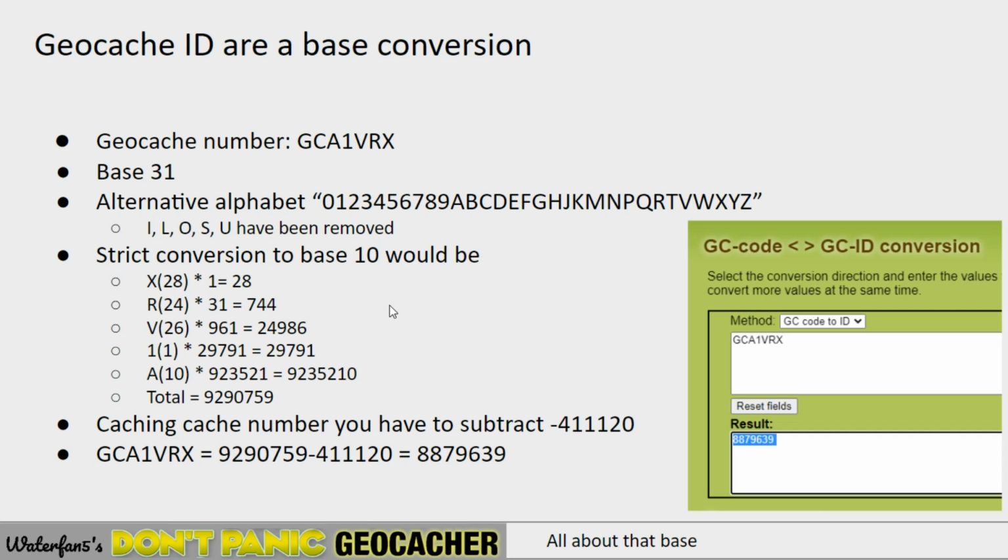Fortunately, again, there are tools to help you do these types of conversions with alphabets. And I will show you one of them.